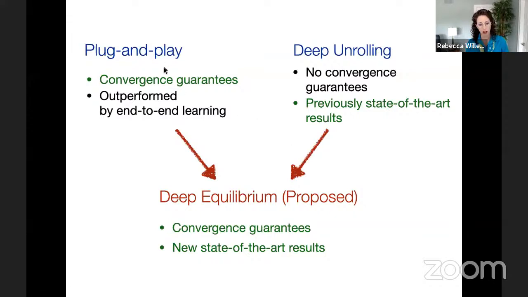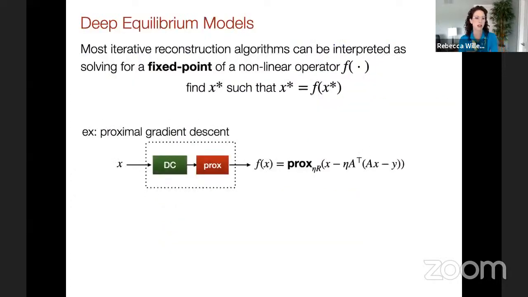So what we've seen so far is this plug and play kind of category of methods, which do have some nice convergence guarantees, but empirically don't perform quite as well as deep unrolling, at least when we've got limited quantities of training data. And in contrast, deep unrolling methods have no convergence guarantees, and not only no guarantees, but it really can diverge if we run this for more iterations, but generally gives us state-of-the-art results. And so with these deep equilibrium approaches that I'm about to describe, we're going to be able to get both convergence guarantees and state-of-the-art performance.